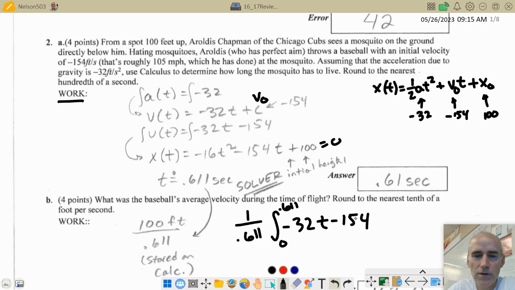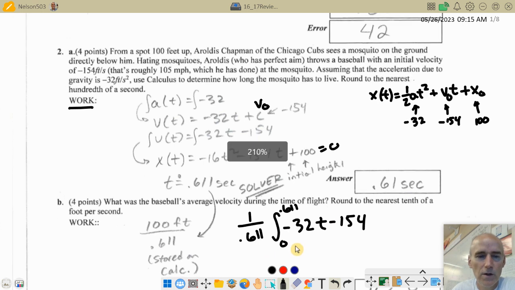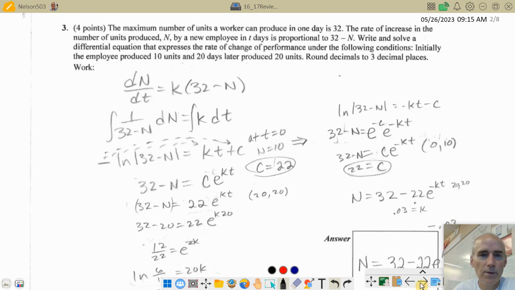But this number should give you 100, and 100 divided by 0.611. So sometimes when people see that average velocity, they think we got to do an average value problem, but you can kind of avoid it on this one. Let's go to problem number 3.